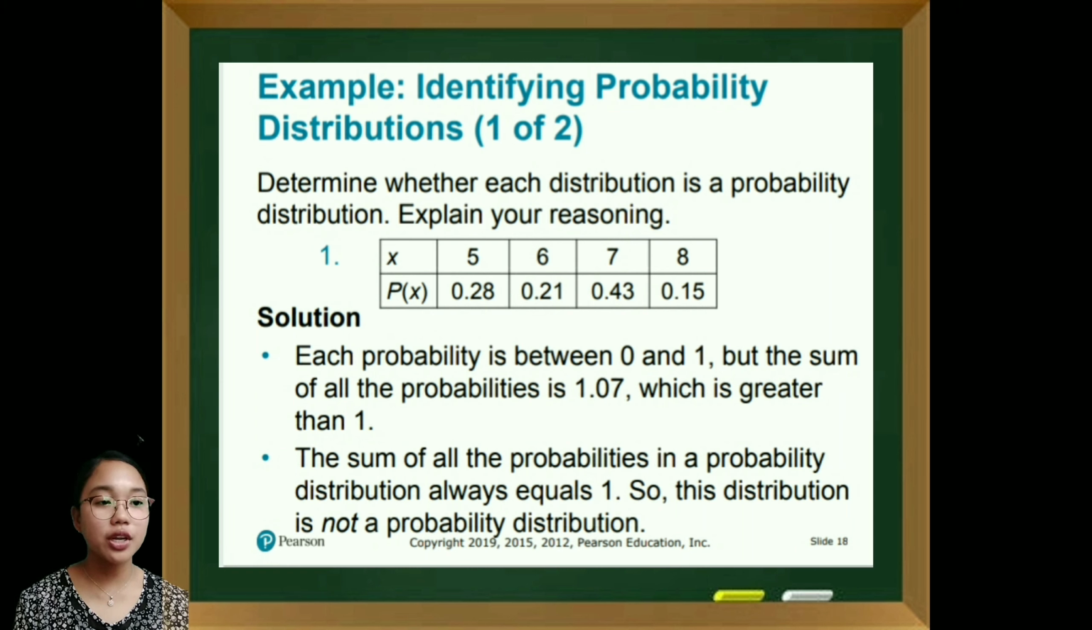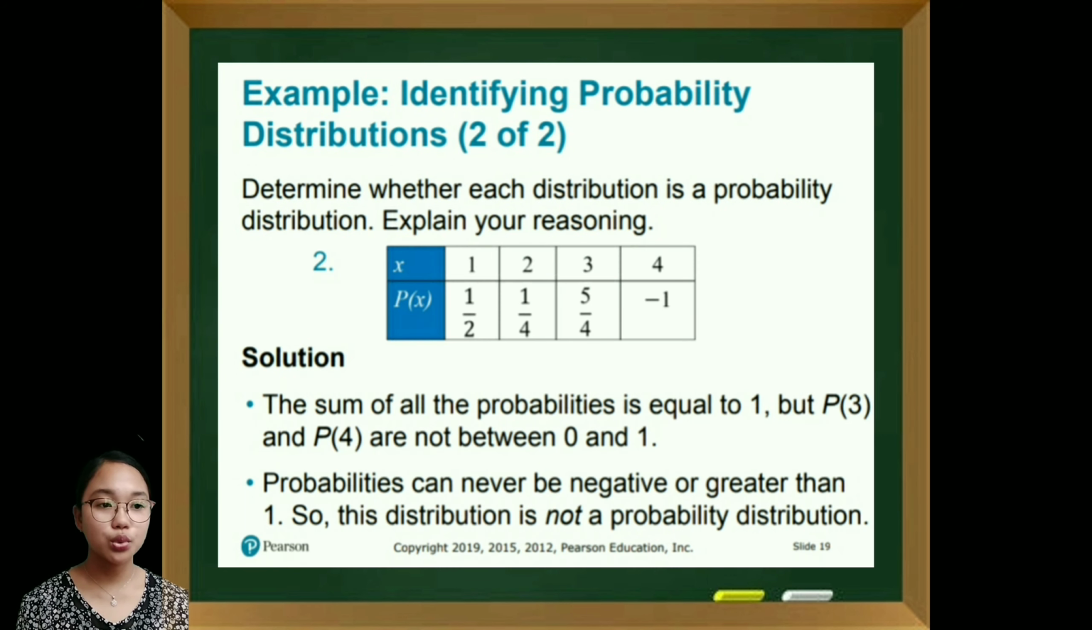Identifying probability distribution. Determine whether each distribution is a probability distribution. Is each probability between 0 and 1? Yes. But do all the probabilities sum to 1? No. Because the sum of all the probabilities is 1.07, which is greater than 1. In our second condition, the sum of all the probabilities must equal 1. So it fails to satisfy the second condition, such that it is not a probability distribution.